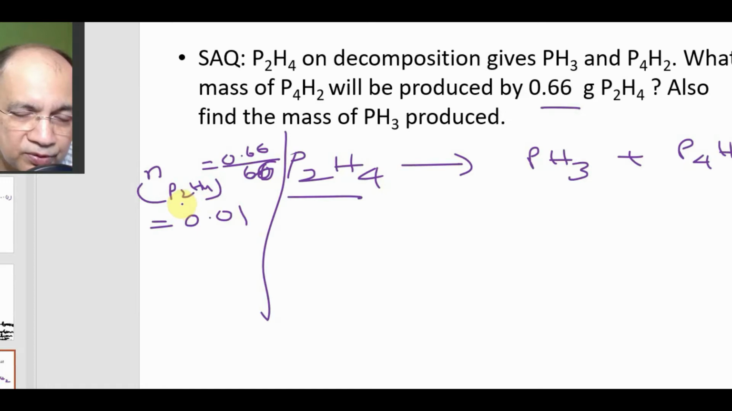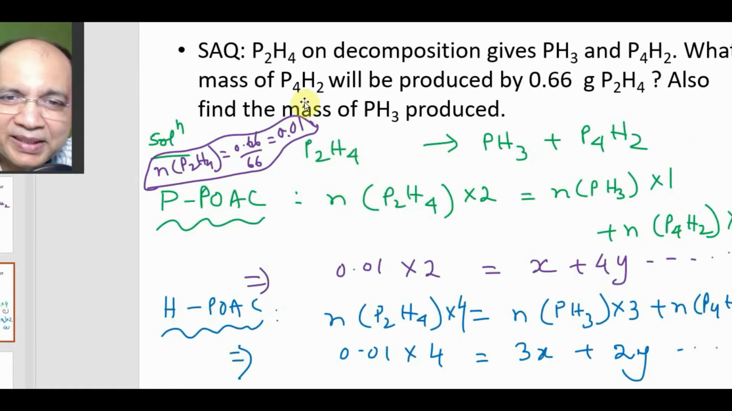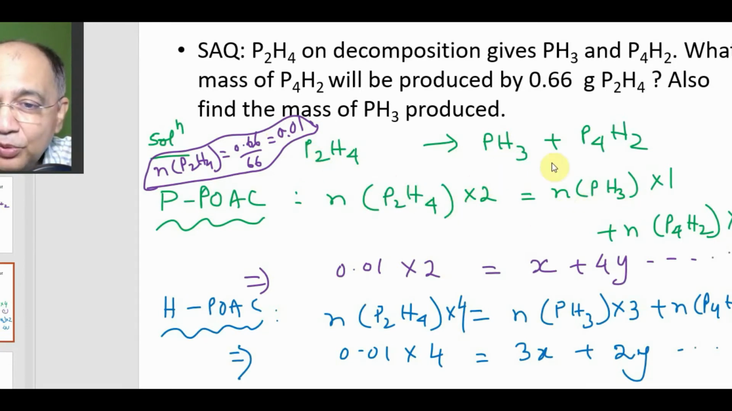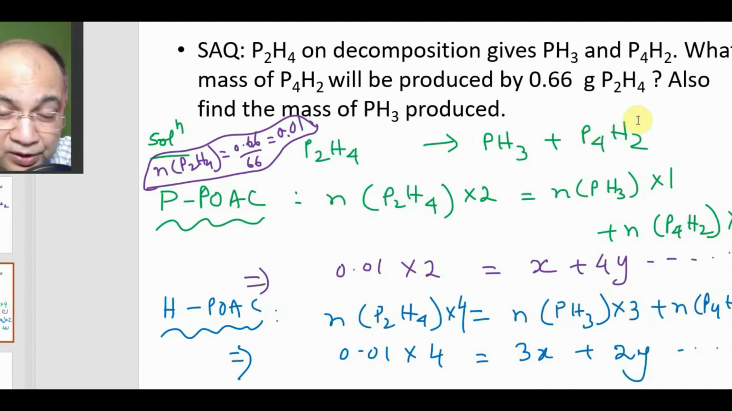So the number of moles of diphosphene, the reactant, is given. There are only 2 elements, so one POAC for phosphorus and the other for hydrogen. I have done it to save time. Now applying phosphorus POAC: the number of moles of diphosphene into 2, equals the number of moles of phosphine into 1 plus the number of moles of tetraphosphine P4H2 into 4.